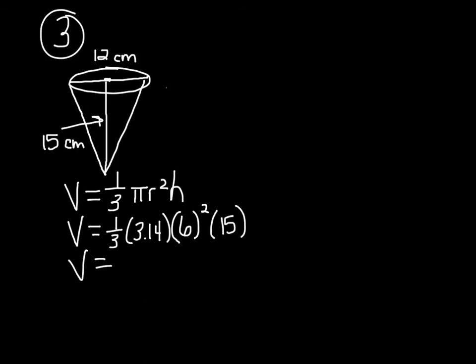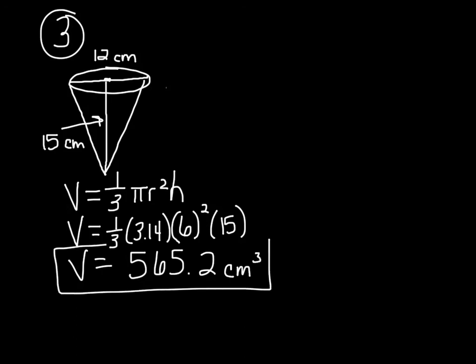All you do now is plug everything in your calculator. 6 squared is 36. 36 times 15 times 3.14, and then we have to take a third, which means we divide everything by 3. So our answer would be, rounded to the nearest tenth, 565.2 cubic centimeters.